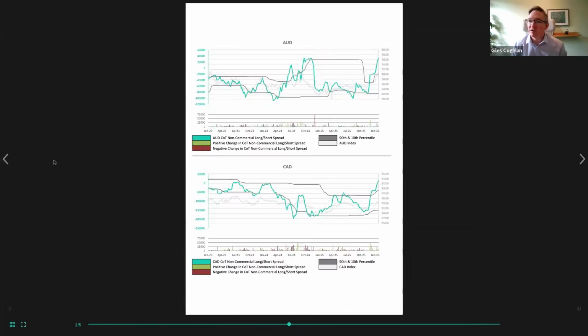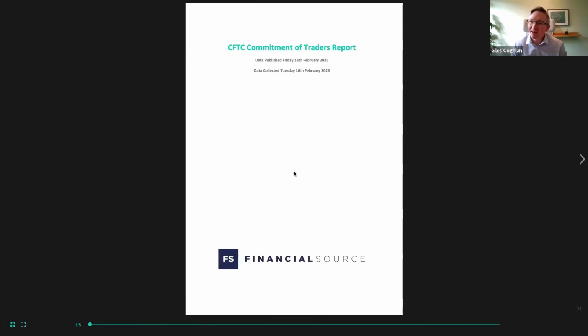So the first thing to be aware of about the COT report, for those of you who aren't familiar, is when the data's published versus when it's collected. This is Friday's data, but it's based on the 10th of February. So if there's any data after the 10th of February, it's not contained in this report.